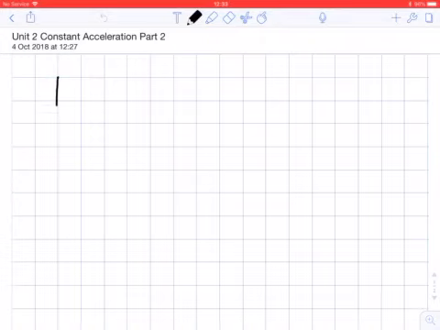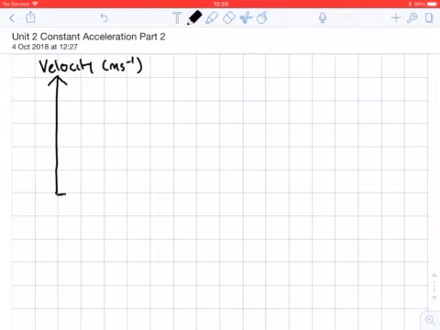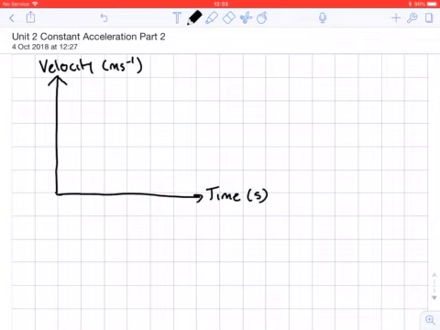So I'm just going to set up a little axes, a y and an x, and on my y, I'm going to have velocity, so it's going to be a velocity time graph. So velocity on the y-axis, and I'm going to have time in seconds on the x. Now, if I'm going to draw a straight line, we can obviously see that increasing velocity in equal amounts in time, it would be constant acceleration.